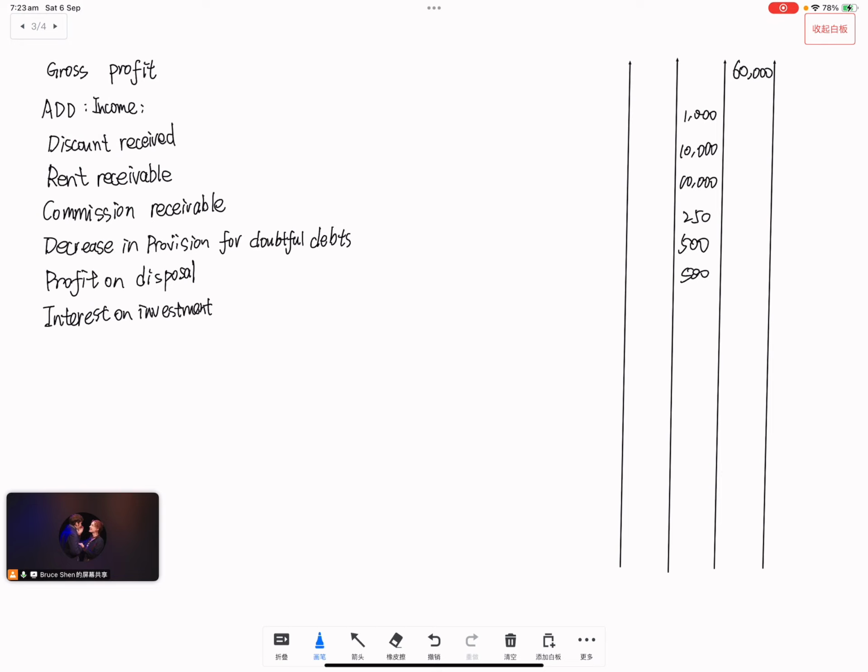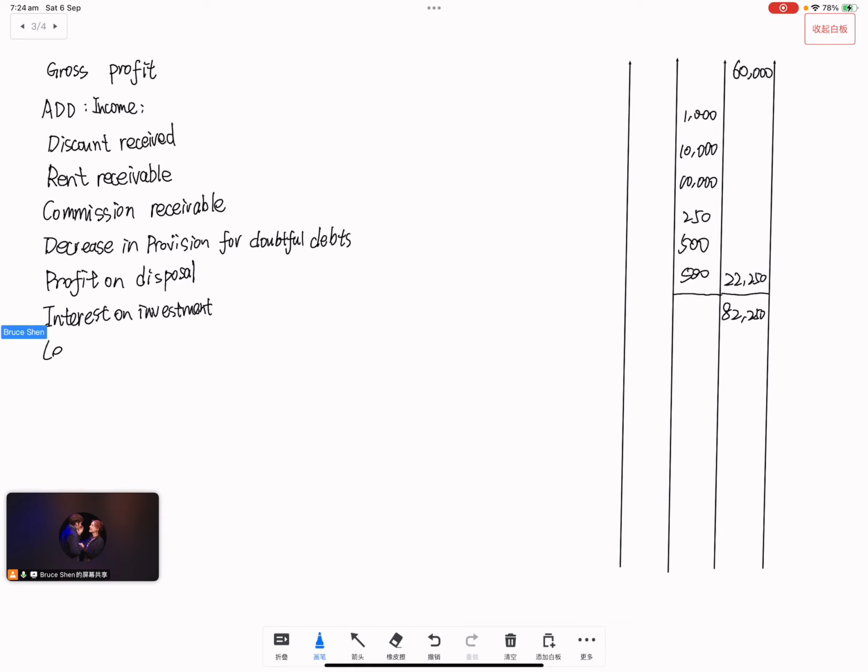So let me calculate. This is the figure. 22,350. Let me double check, right? Yeah, correct. So we add income. So now the figure will be 82,350. So now we need to less expenses.